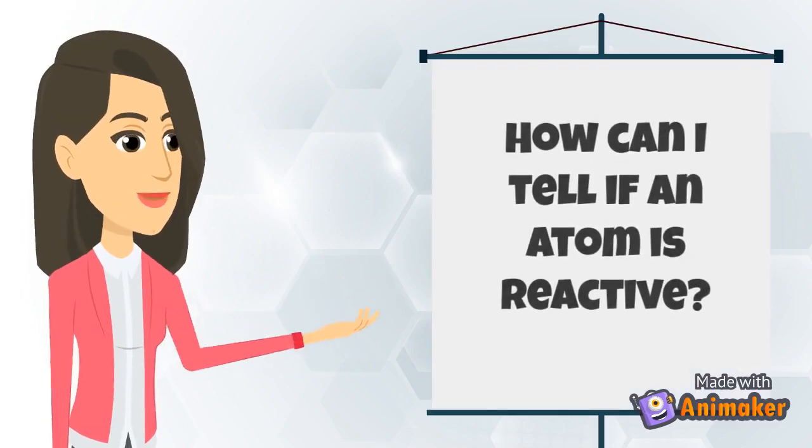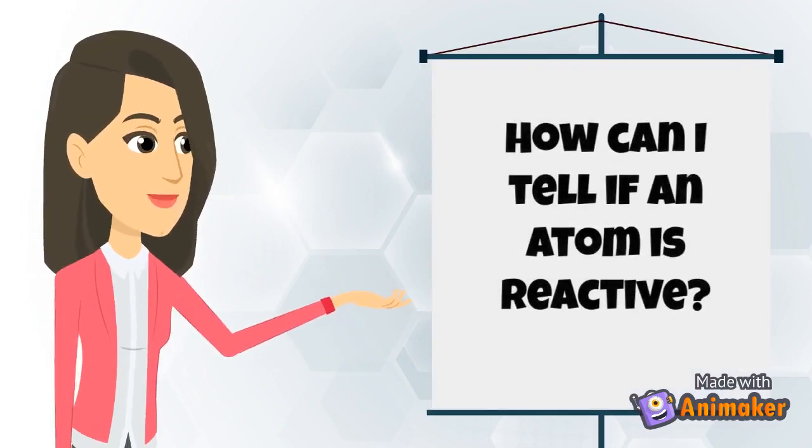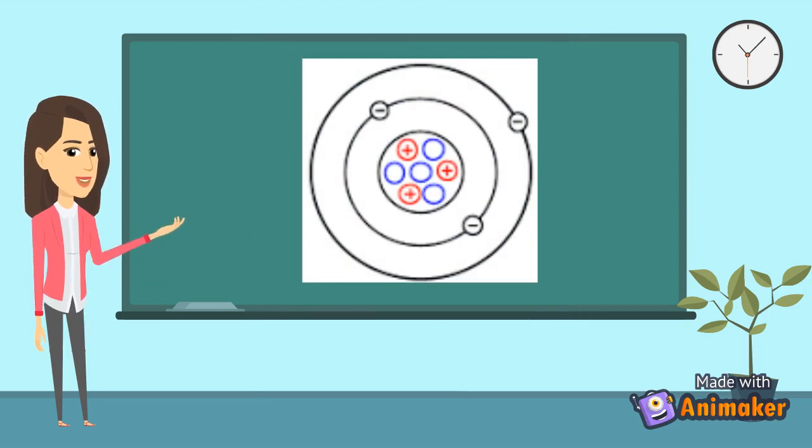How can I tell if an atom is reactive? Let's review our Bohr model. First, we have our positive protons, followed by our neutral or no charge neutrons, and finally our negative electrons. Today we are going to be talking about our valence electrons that you learned about yesterday. So our valence electrons are the electrons that are in the last outer ring of the electron cloud.